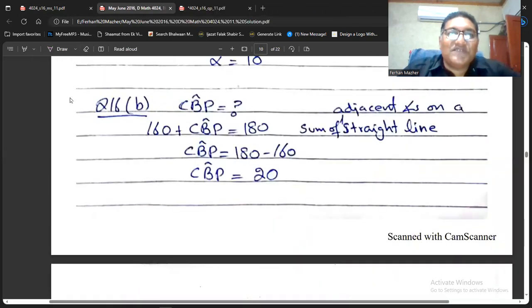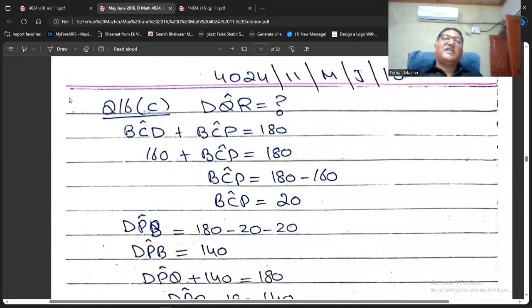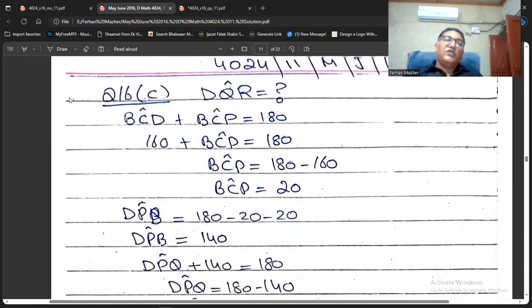Let me show the solution. I've done that. That's done very technically. The DQR is the question. The angle BCD plus the BCP equals 180. 160 plus BCP will be equal to 180. The BCP angle will be equal to 180 minus 160, and the BCP will be 20 degrees.